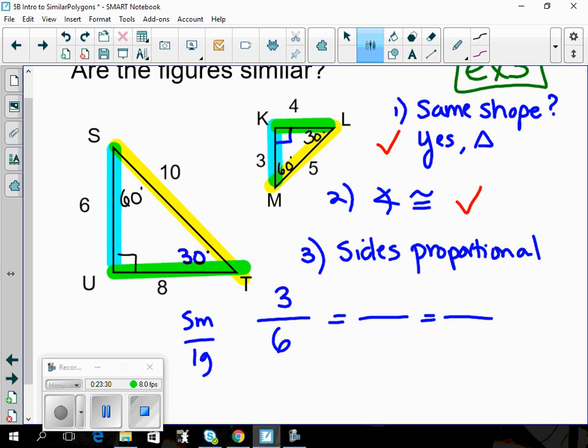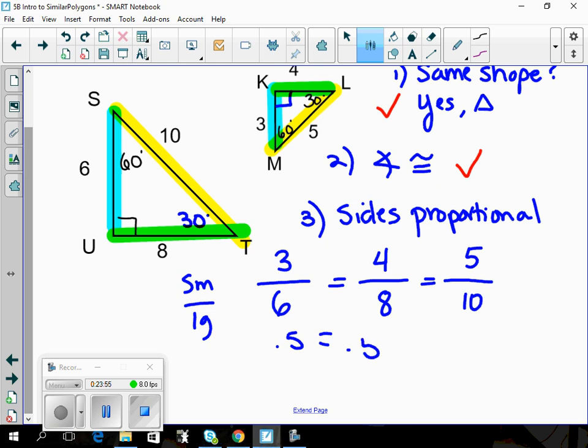Let's keep going. 4 over 8, and then it would be 5 over 10. And since I didn't specify, it's okay if you wrote the fraction out in the other direction. That's totally fine, as long as you're consistent. Let's reduce them. You have a calculator. What's 3 divided by 6? 0.5. What's 4 divided by 8? 0.5. What's 5 divided by 10? 0.5. Are the sides proportional? Yes.